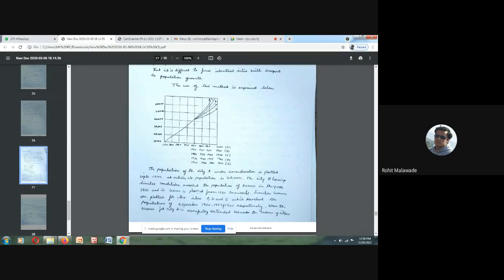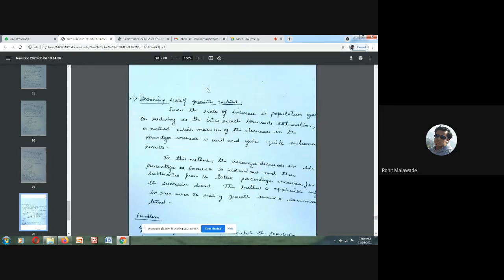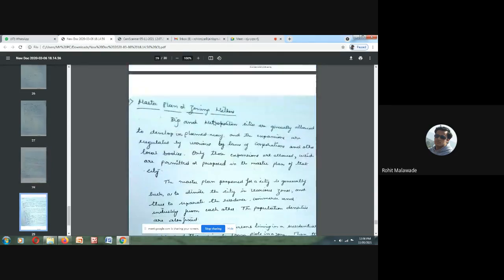From 62,000 we have increased it. The population of city B is going to be, in the year 1930 onwards. So this is how we are going to estimate the population by the different methods.